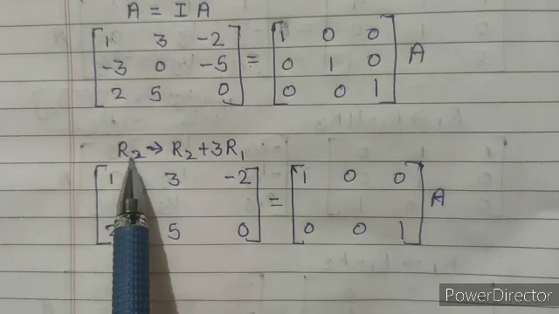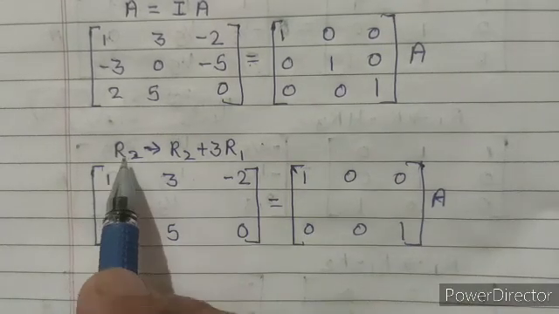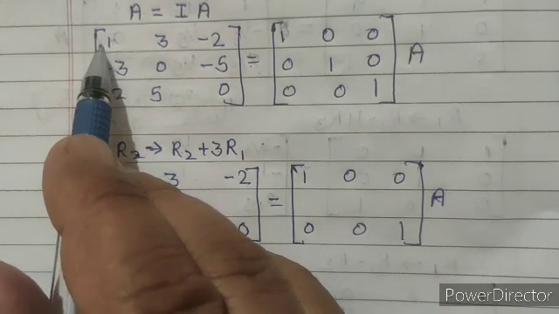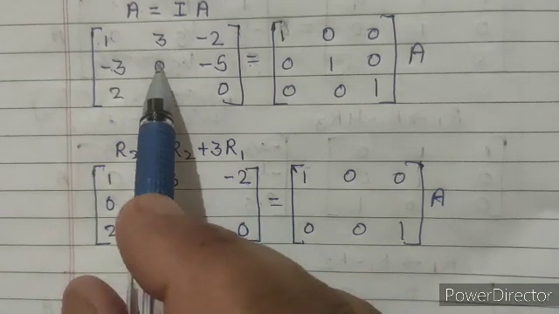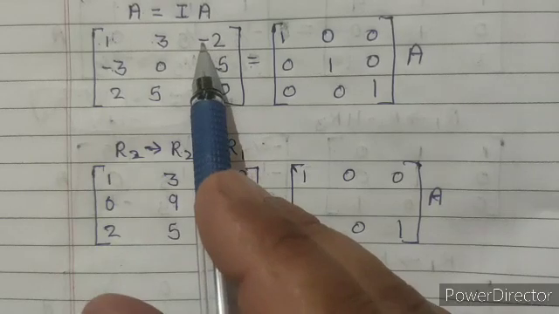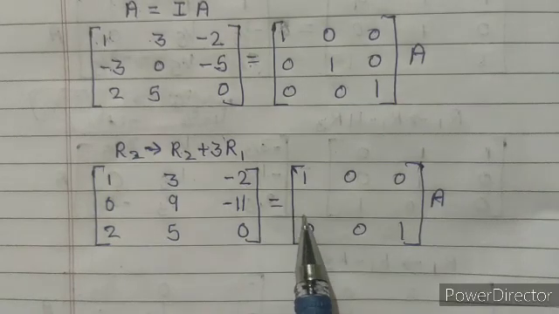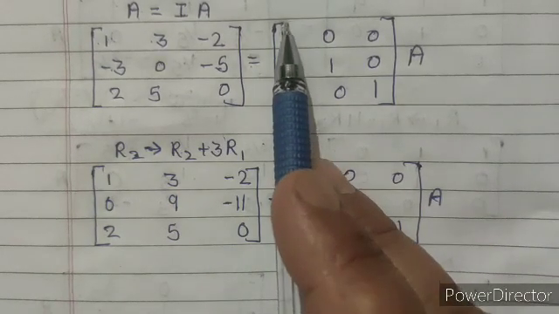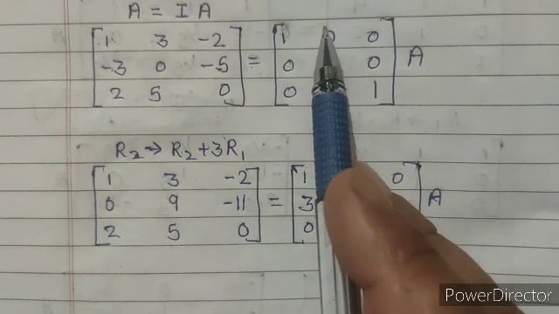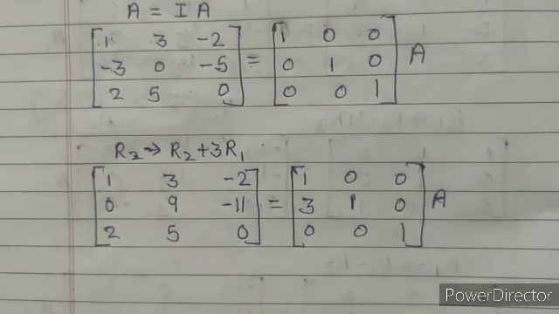Here we are changing R2, so R1 and R3 will remain the same on left hand side and right hand side. Now R2 will be R2 plus 3R1, that is minus 3 plus 3 into 1 will give us 0. 0 plus 3 into 3 will be equal to 9, and minus 5 plus 3 into minus 2 will give us minus 11. Now on the right hand side, 0 plus 3 into 1 will be 3. 1 plus 3 into 0 will be 1, and 0 plus 3 into 0 will be 0.